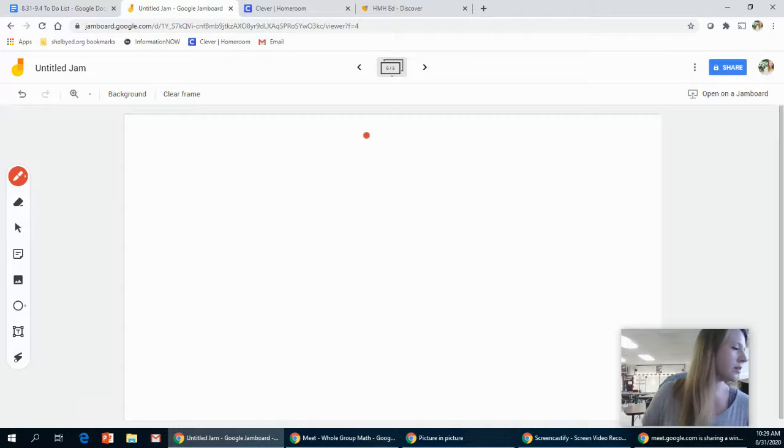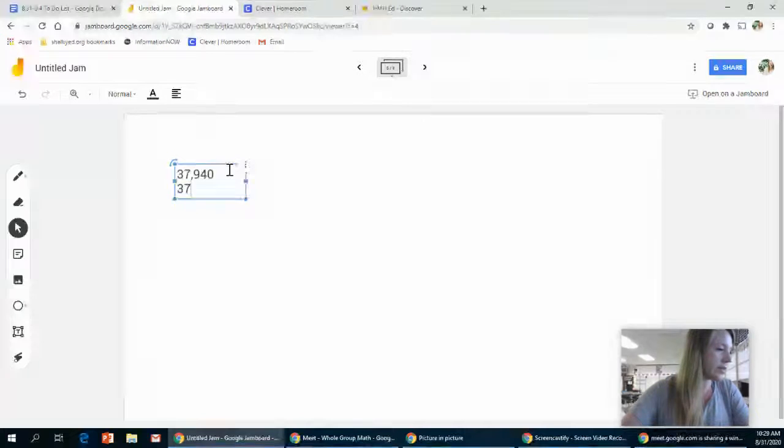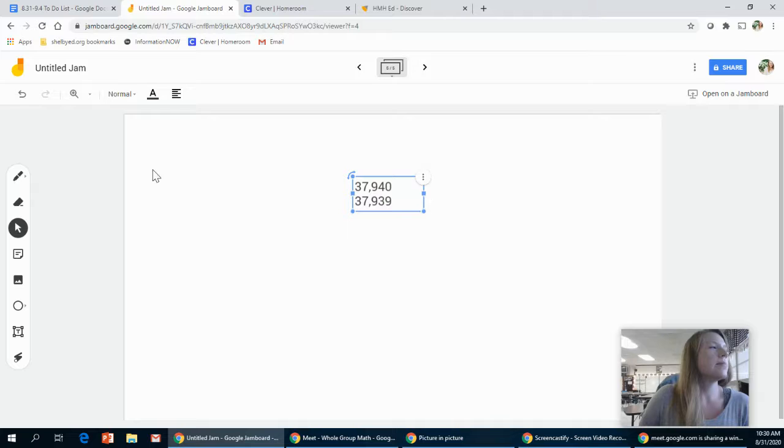All right, so A says 37,940 is greater than 37,939. When you are comparing these, you need to start in the largest place. So that's our 10,000s. They both have a 3. So they're both equal so far.